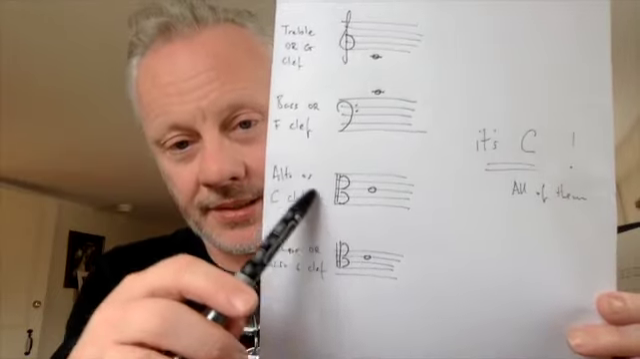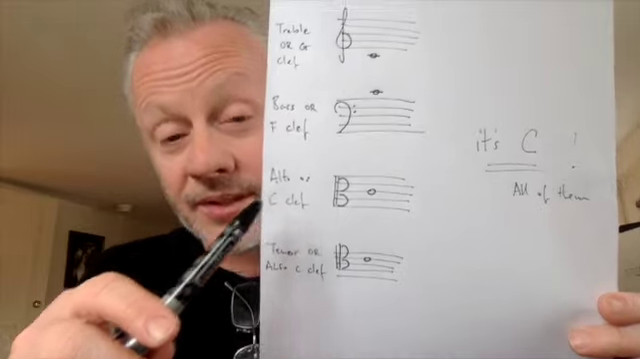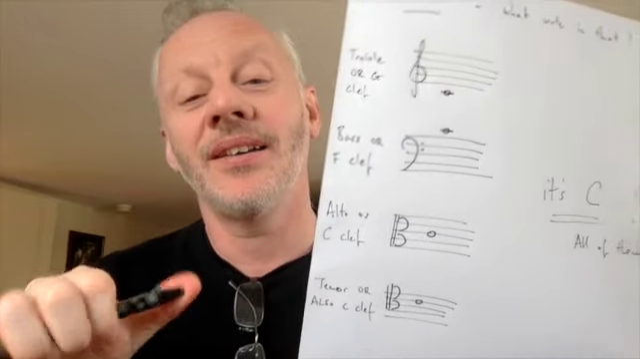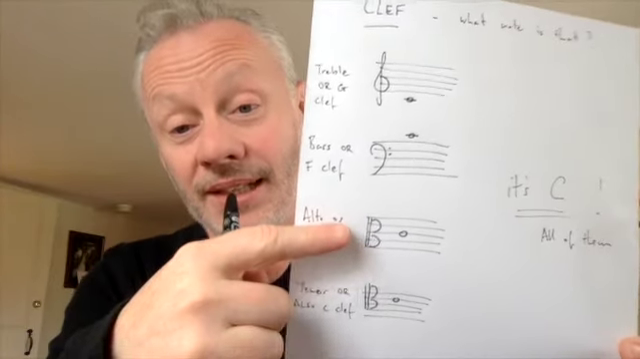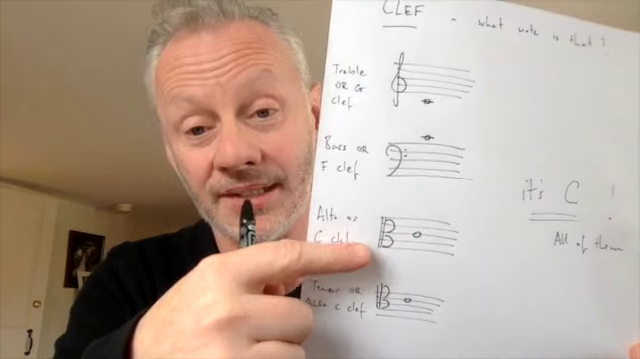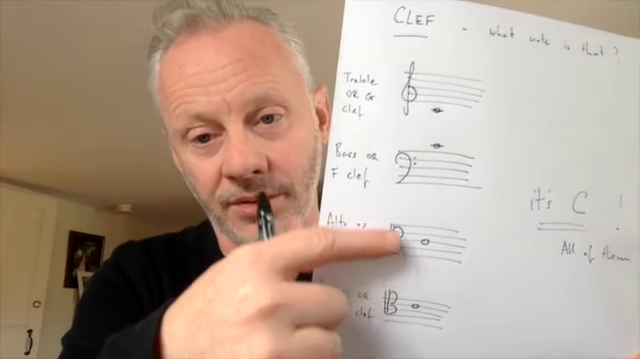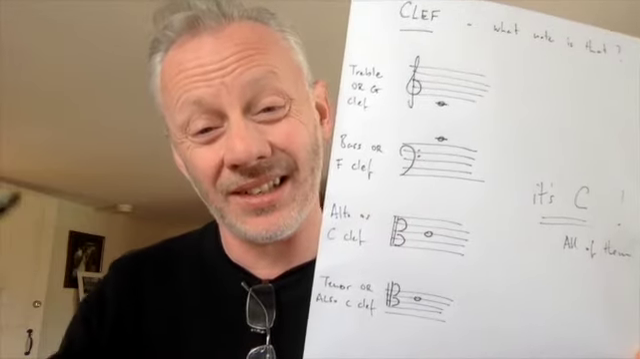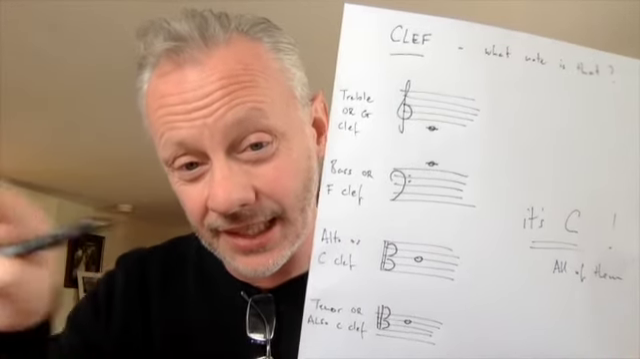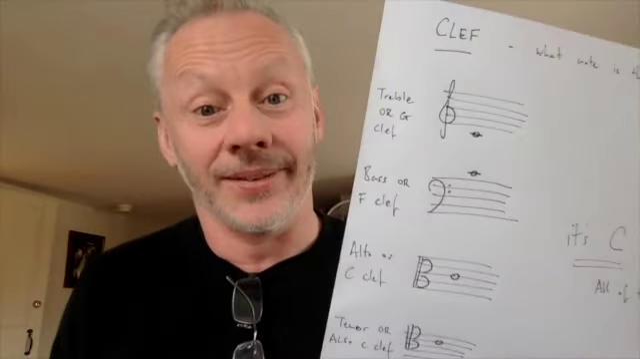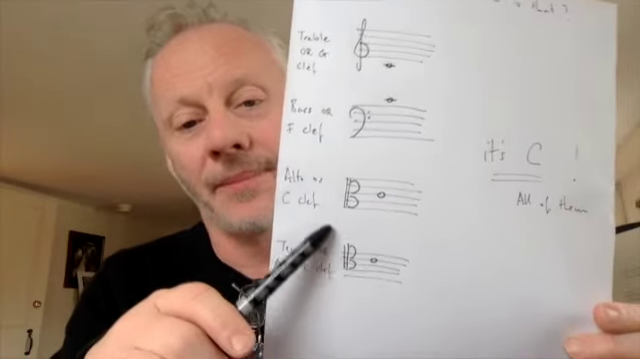This is alto clef, which is the preserve of the viola section. Remember our violas sitting in the string section? Violas play using this clef, so they've got to be able to read this. This is a C clef because, not the note from this, but it actually was a stylized C. And the note that went right through the middle of the C was a C. So that's the alto clef.